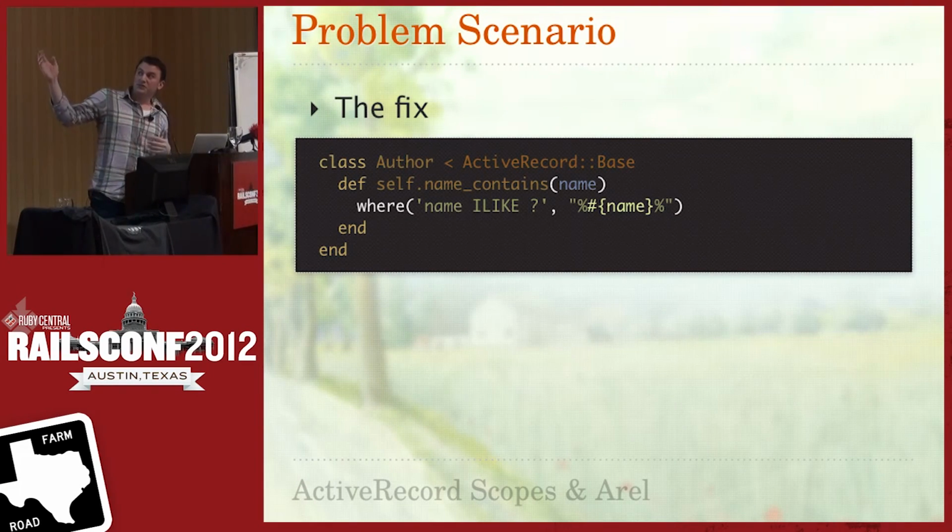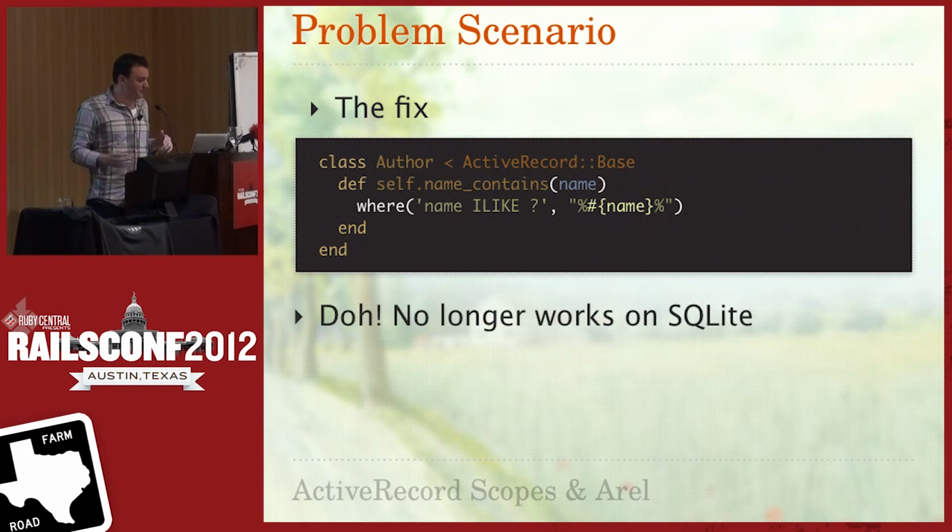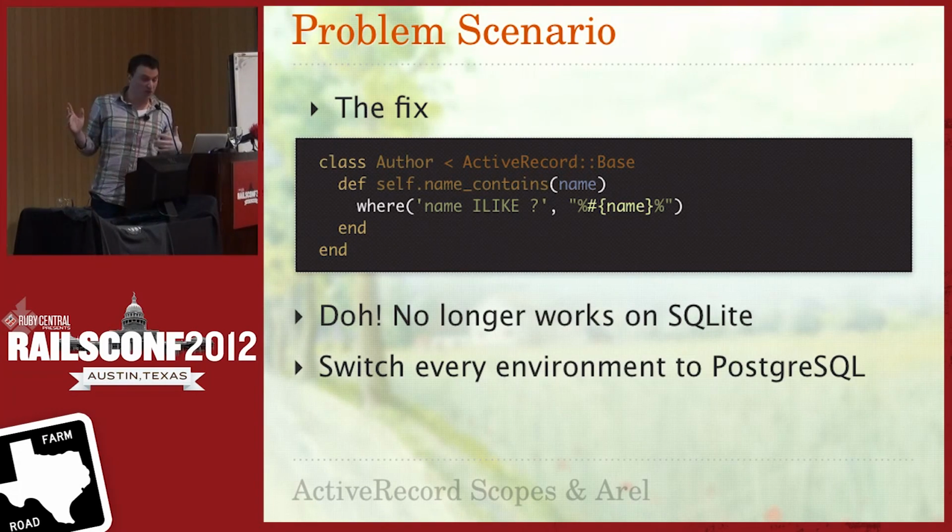All right, well the fix is pretty simple, right? We just change LIKE into ILIKE, and now it works case insensitive in Postgres. So we're good to go. Well, not quite. Other databases don't support ILIKE. So now we're no longer working in SQLite, MySQL, all these other things. All right, fine. So we'll just switch all of our environments over to Postgres. We'll just use Postgres everywhere.